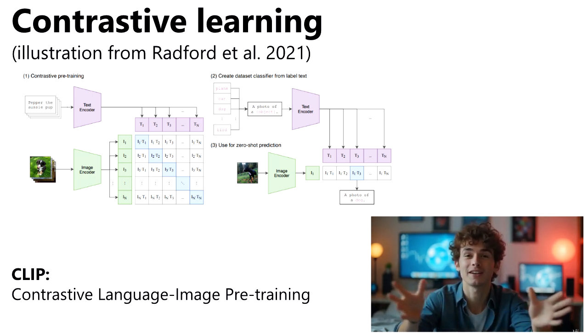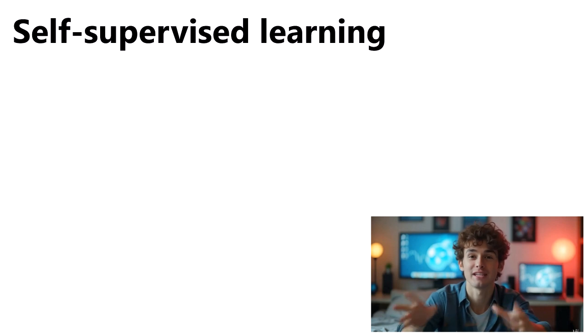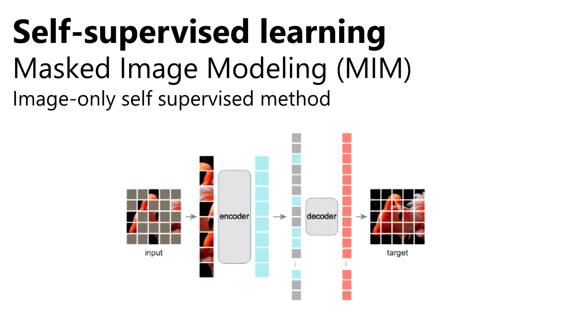Another major method used in visual understanding is self-supervised learning, where the model learns by solving pretext tasks without requiring human-labeled data. One example of this is masked image modeling, MIM, where random parts of an image are hidden, and the model must learn to reconstruct the missing portions. This forces the AI to develop a strong internal understanding of image structures, improving its ability to generalize to new data.